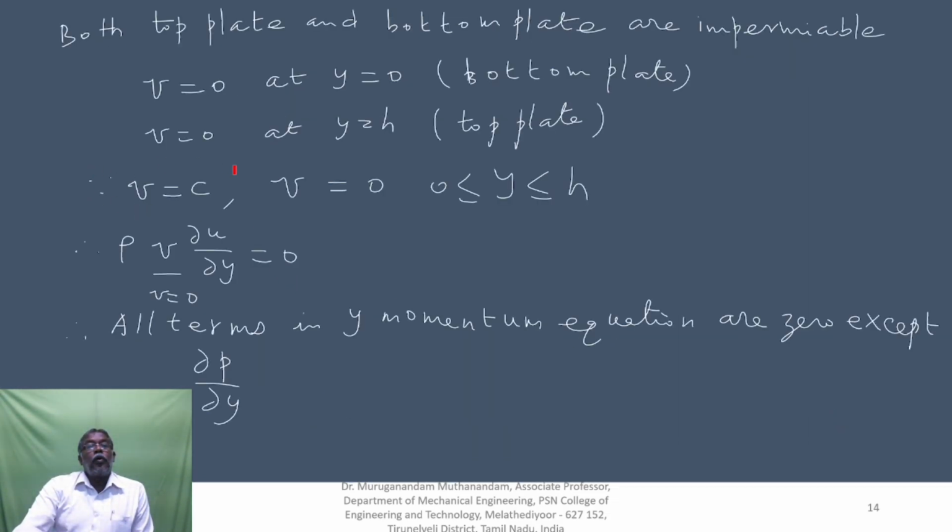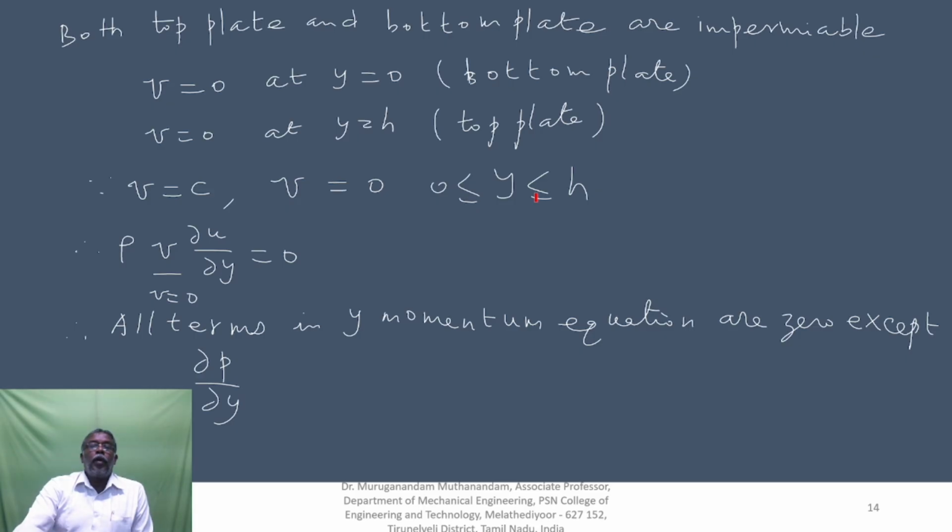V is equal to constant. The y component of the velocity is constant everywhere within the flow domain. If it is constant everywhere within the flow domain, it should be equal to 0, because the flow domain also includes y is equal to 0 and y is equal to h. Here you see y varies from 0 to h. Either y is equal to 0, or greater than 0, or lesser than h, or equal to h. That is the flow domain.